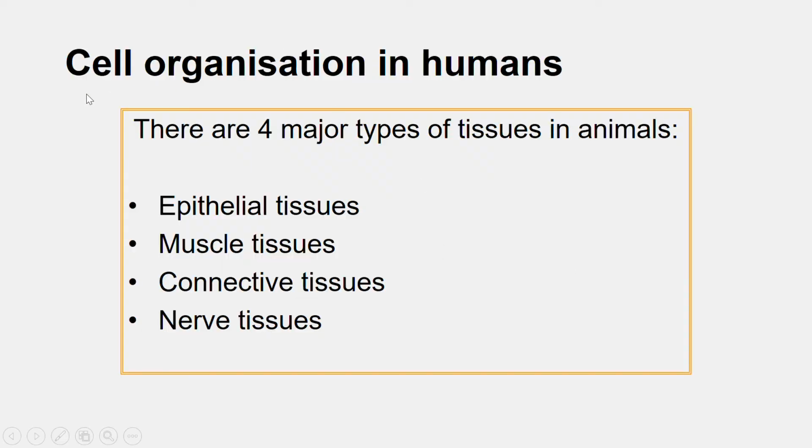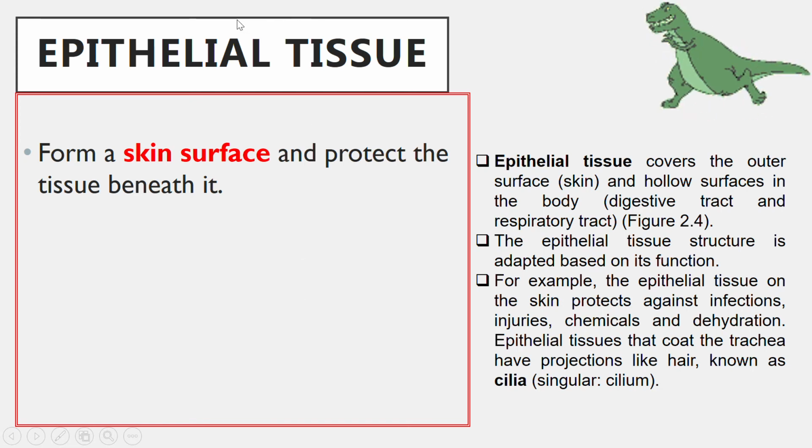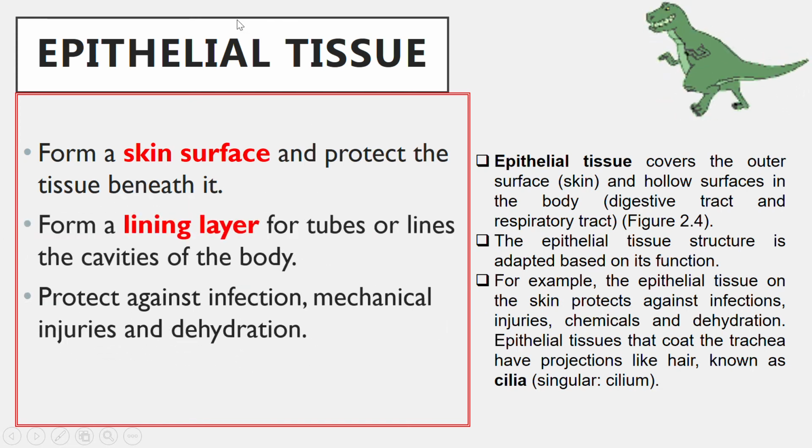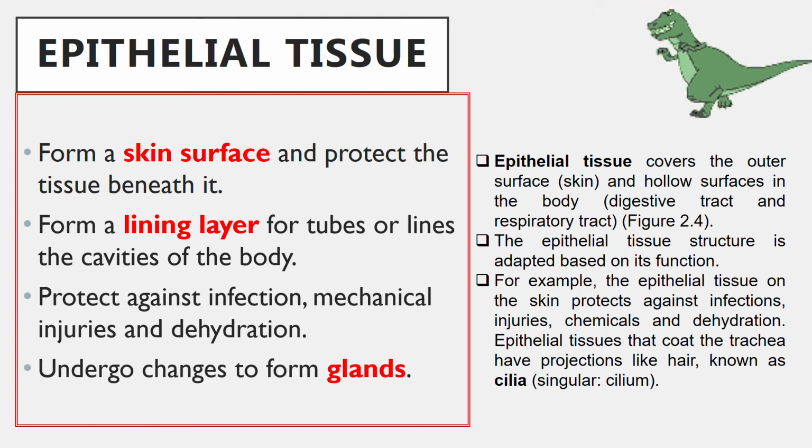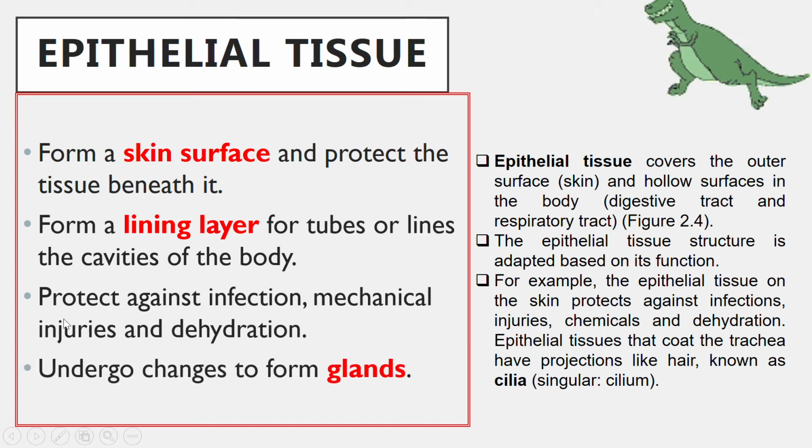Now, okay, the cell organization in humans, we're now looking at the tissues. So in animals, there are 4 major types of tissues: epithelial, muscle, connective tissue, and nerve tissues. Okay, this is epithelial tissue. So in short, it is meant for protection and covering. If it is meant for protection and covering, so it forms a skin surface.